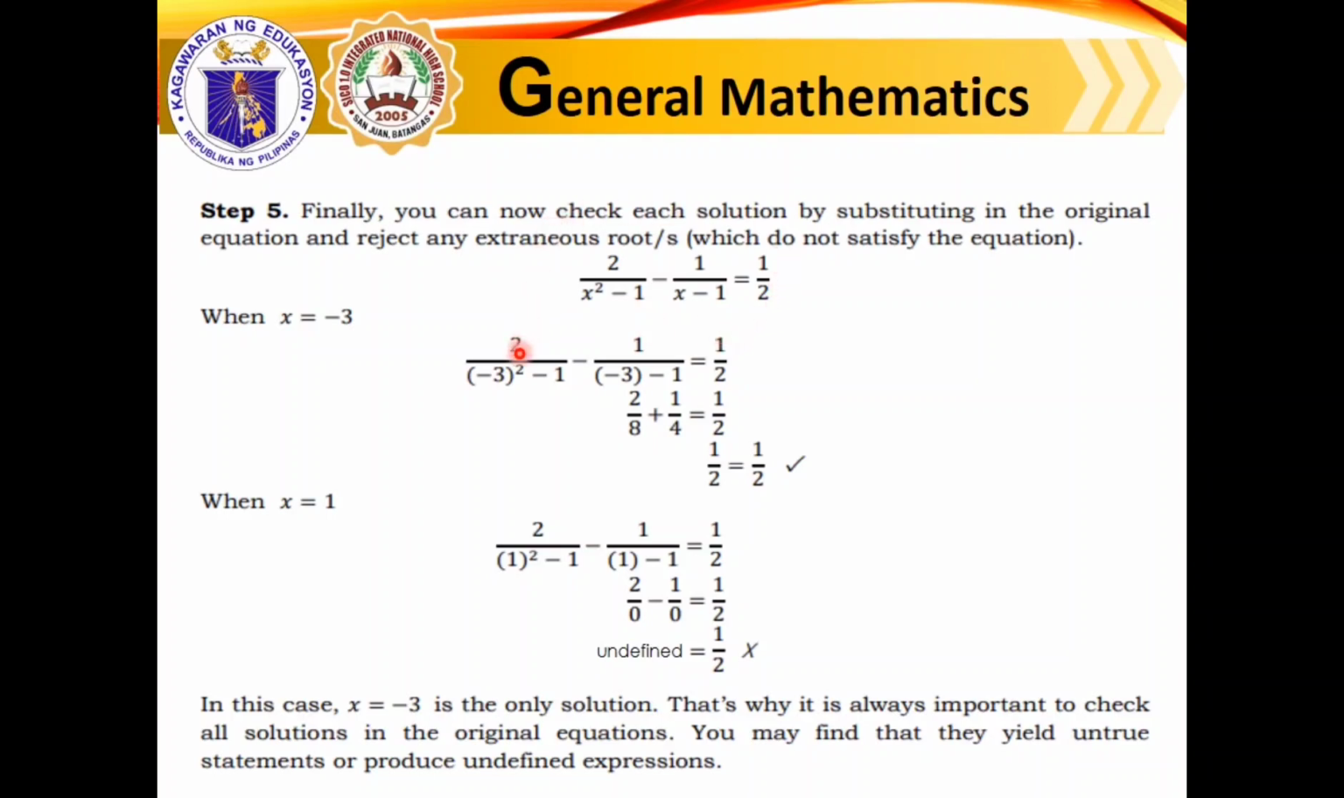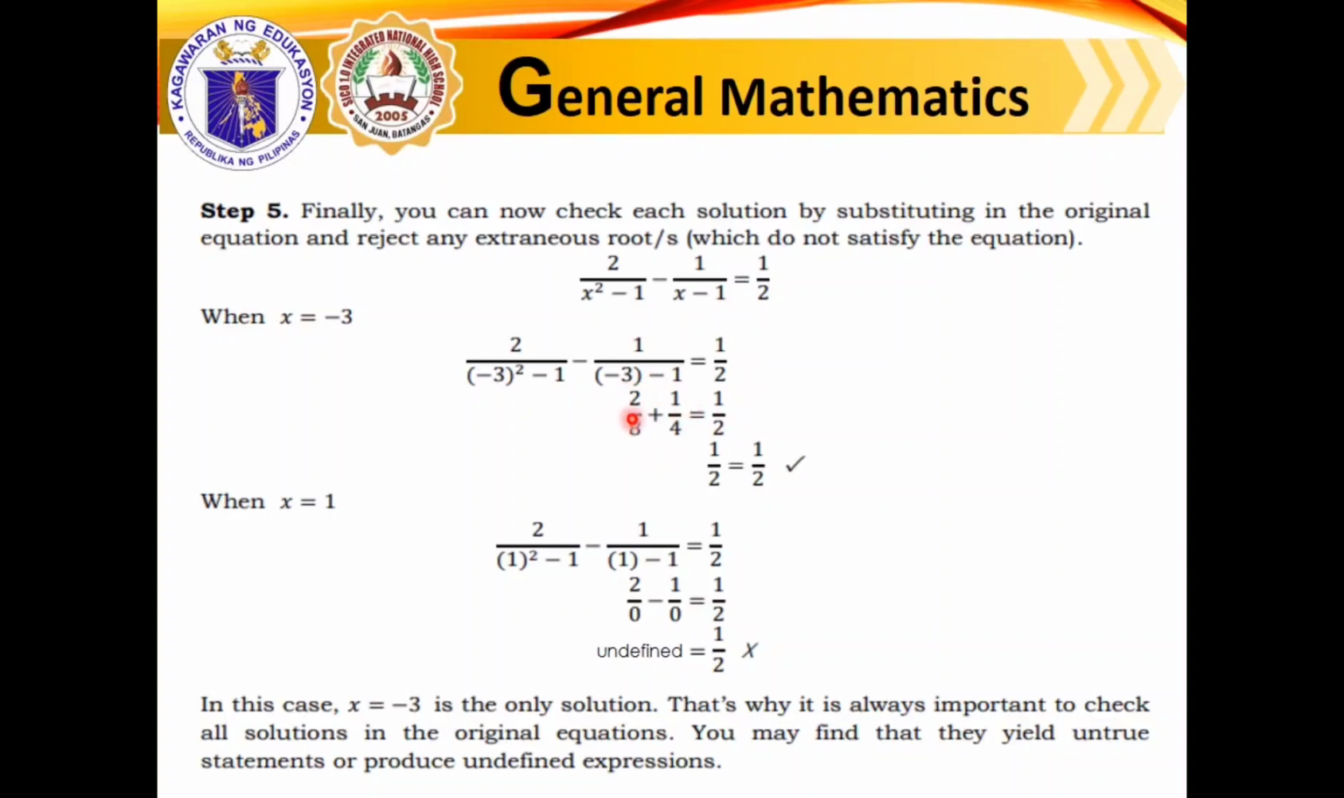So 2 divided by negative 3 squared minus 1, minus 1 all over negative 3 minus 1 equals 1 half. Okay, let's simplify. So copy 2. Negative 3 squared is 9, minus 1. So it will be 2 over 8. Then negative 3 minus 1 is negative 4. Then it has a negative sign, so it will become positive. Equals 1 half.